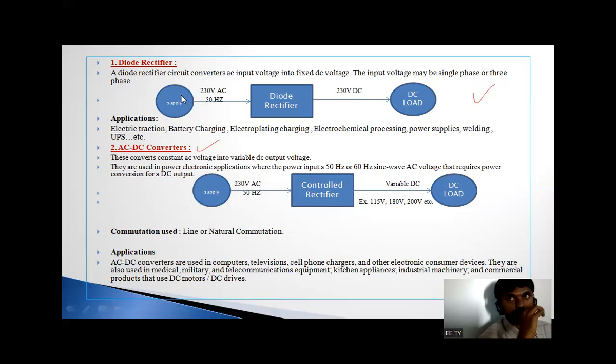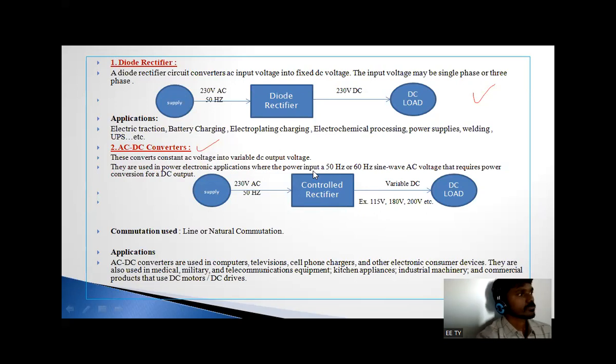What is the function of AC to DC converter? Don't write, first listen. It will convert from fixed AC input voltage into the variable DC output voltage. Clear? So did you get the difference between these two? Here fixed AC into fixed DC, but here fixed AC into variable DC. So wherever we require the variable DC, in those places we can use the phase controlled rectifier, that is the converters. So this is the function of the AC to DC converters.